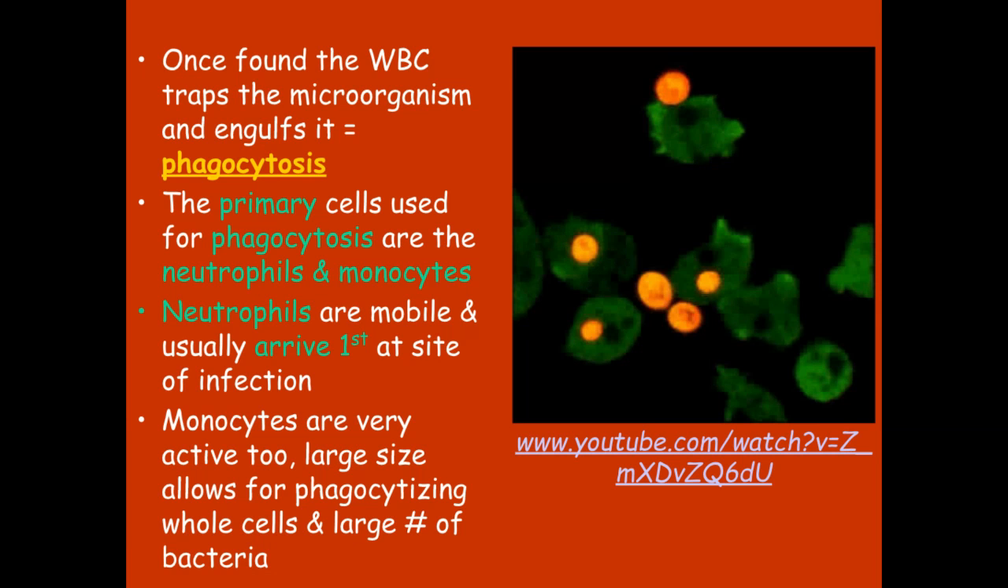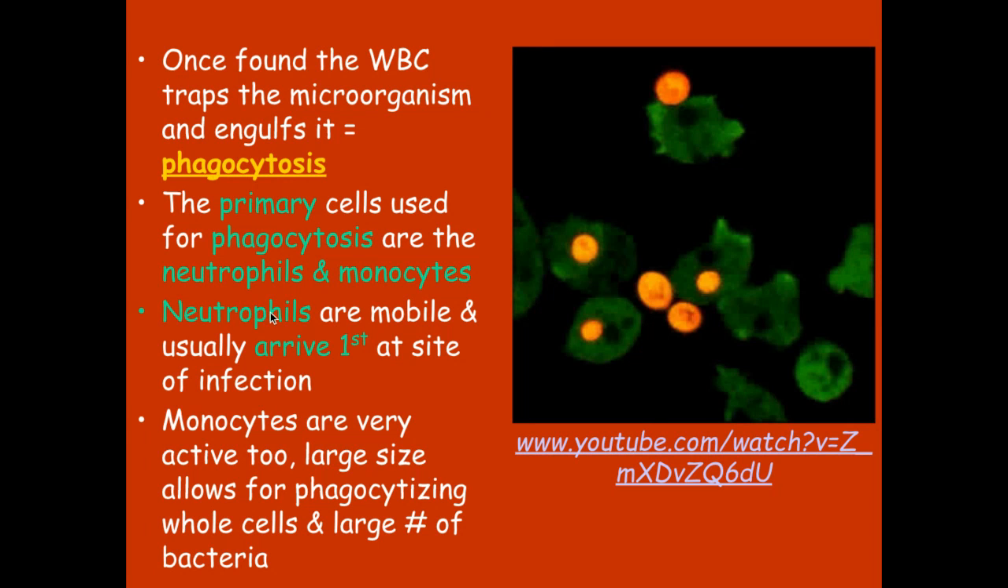Once the lymphocyte finds the microorganism by sending out that pseudopod, it will move itself around and engulf the bacteria or spore or whatever it might be by phagocytosis. The primary cells for phagocytosis are neutrophils and monocytes.